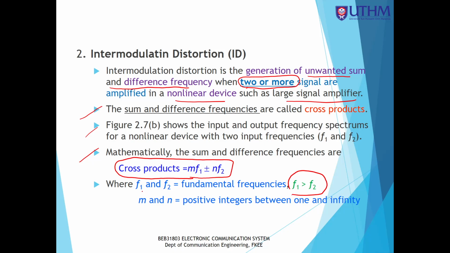F1 and F2 are the fundamental frequencies. m and n are positive integers, any values between 1 and infinity. We're going to see this in the next example so that you can have more understanding about this intermodulation distortion. As I repeat, we try to reduce or eliminate the intermodulation distortion the best that we can, so that it will not disturb the quality of the transmitted signal.